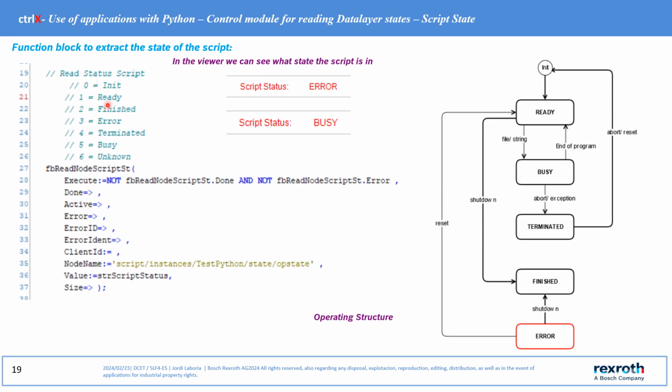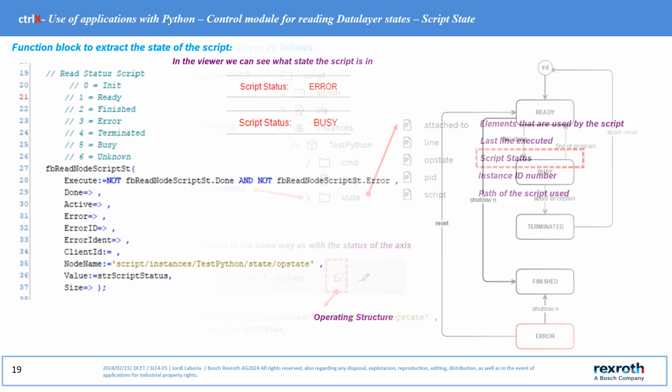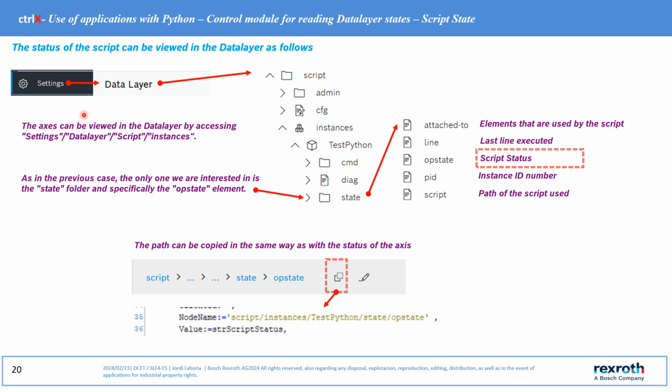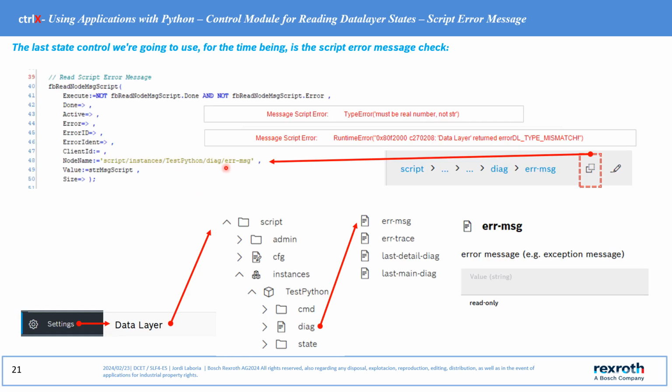In the following image, we can see the control module to obtain the state of the script and the operating structure of the system. In this other image, we can see where to get the script state path from. Finally, we can see the path in the data layer from where we can get the full message that the script sends.